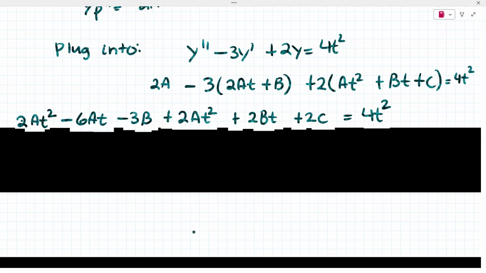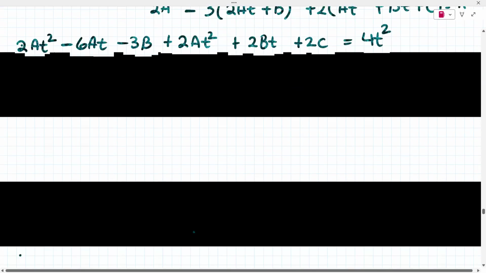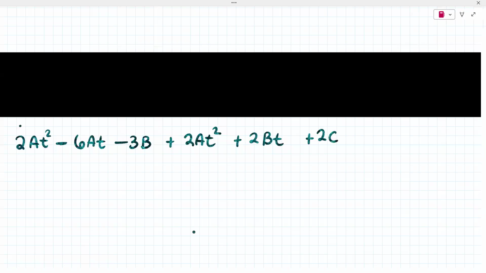And then try to collect like terms. So when you do try to collect like terms, you would get 2at squared minus 6at minus 3b plus 2at squared plus 2bt plus 2c equals 4t squared.